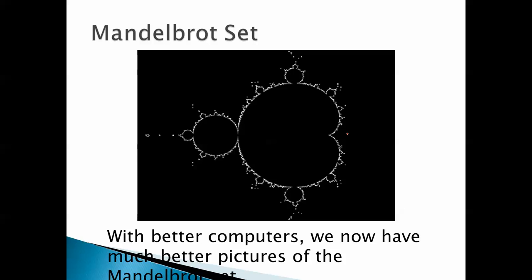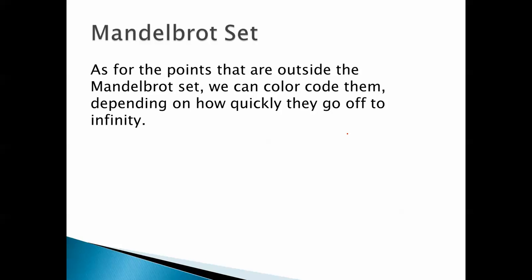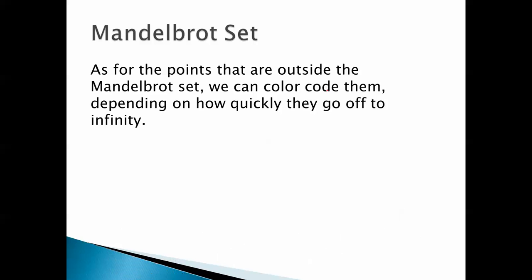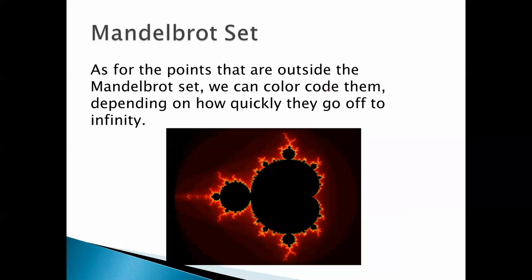Now again, the Mandelbrot set is a fractal. You can see this better. What we're going to do now is, in this previous shot, all these points that are in black on the inside, they're in the Mandelbrot set. Now we can color code points that are outside the Mandelbrot set depending on how quickly they go off to infinity. So these points in black are all in the Mandelbrot set, and these points that are not in black on the outside, they're colored according to how quickly those points go off to infinity.